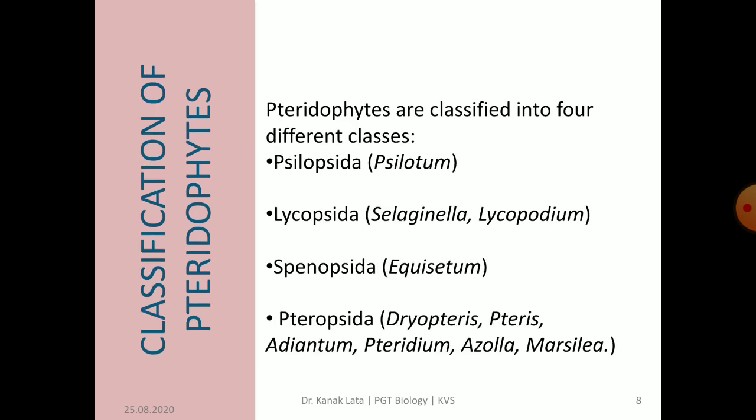Let us see about classification of pteridophytes. Pteridophytes are classified into four different classes. What are they? First is Psilopsida, an example of which is Psilotum. Second is Lycopsida, examples are Selaginella and Lycopodium. Third is Sphenopsida, example is Equisetum. And the last one is Pteropsida. Examples are Dryopteris, Pteris, Adiantum, Pteridium, Azolla, Marsilea, etc.